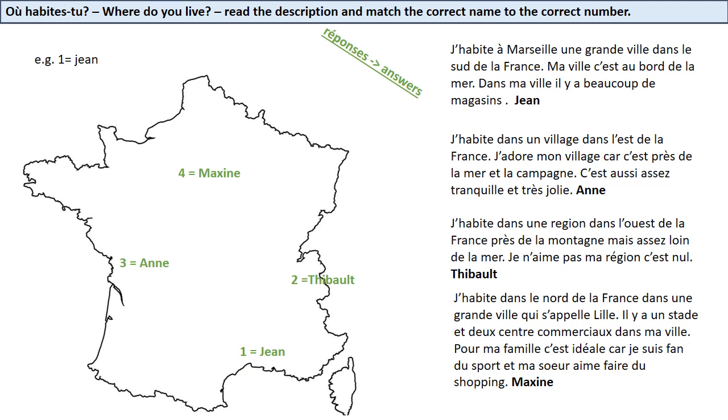J'habite dans le nord de la France, dans une grande ville qui s'appelle Lille. Now, any of you keen geographers there will probably notice that my 4 isn't exactly on Lille. Lille is probably slightly further north than that, to be honest. We're probably closer to Paris there, but there we go, that's my tech skills at play. Yeah, so Maxine, from that first sentence, j'habite dans le nord de la France. I live in the north of France. Again, she's the only one in the north of France, so that's how we worked out it was her. So well done if you got all of them correct.